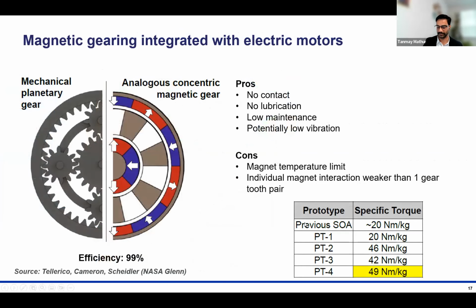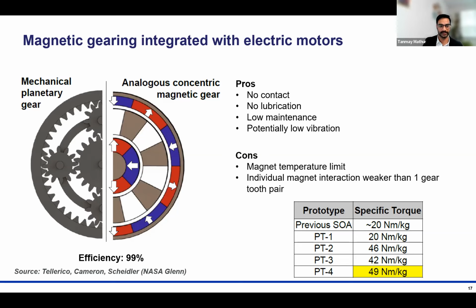Right. So on to the next concept I want to highlight here, which is the magnetic gearing. And the reason why I want to talk about it a little bit is this kind of gearing has a potential to be easily integrated with electric motors. But it's at very early stages of development.